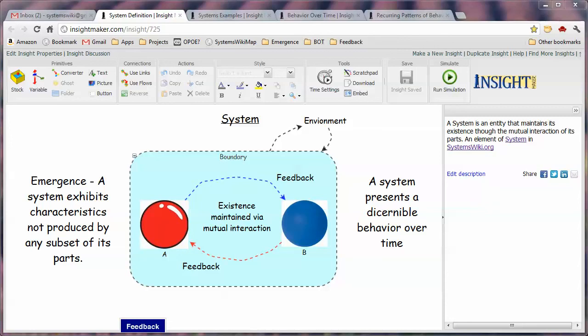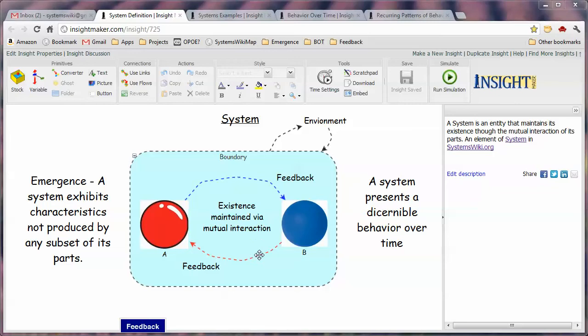Hello, I want to spend a few minutes and talk about emergence, or emerging characteristics of systems. When the concept of system was presented, we talked about the idea that the system maintains its existence as the result of a mutual interaction between the parts of the system itself. And from that interaction there arise characteristics that can't be found in any of the individual parts of the system itself.